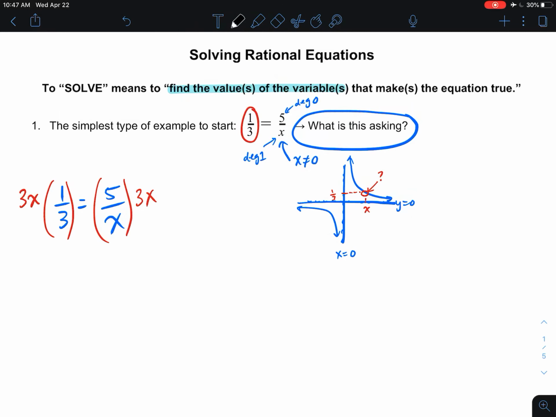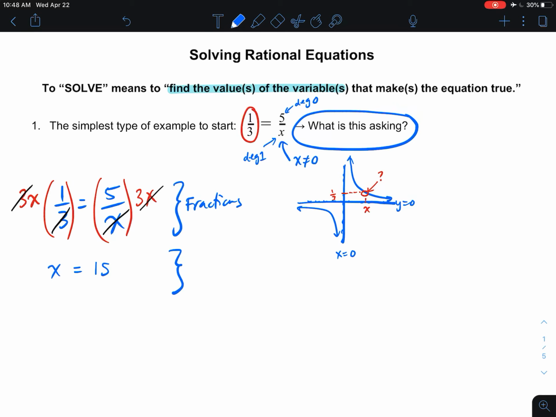Now from here what we do is we simplify. We have a 3 divided by 3 that divide out, and then we have an x divided by x and those divide out. So we're left with this expression, x times 1, which is just x, over 5 times 3, which is just 15. And this is super nice because not only have we solved the equation in one step, but we've taken an equation that had fractions in it and turned it into an equation that has no fractions.